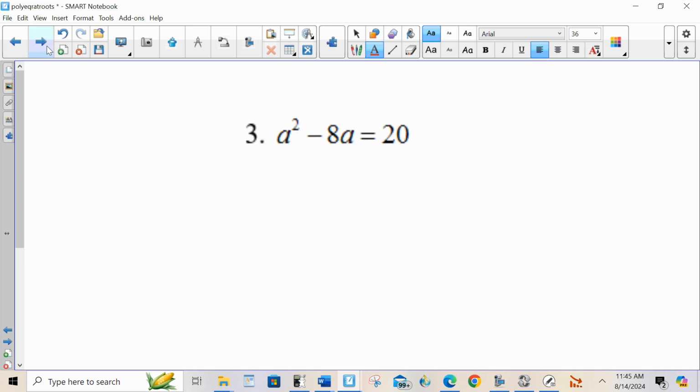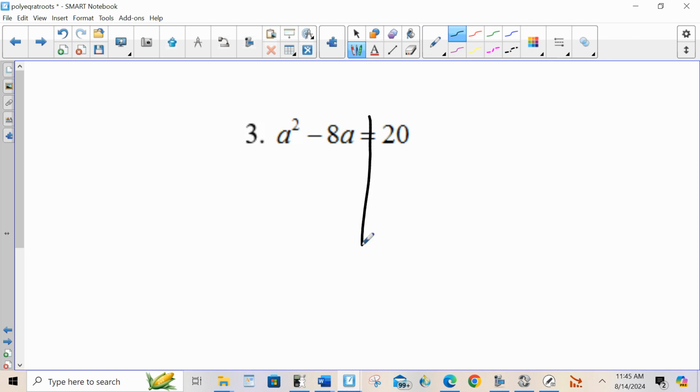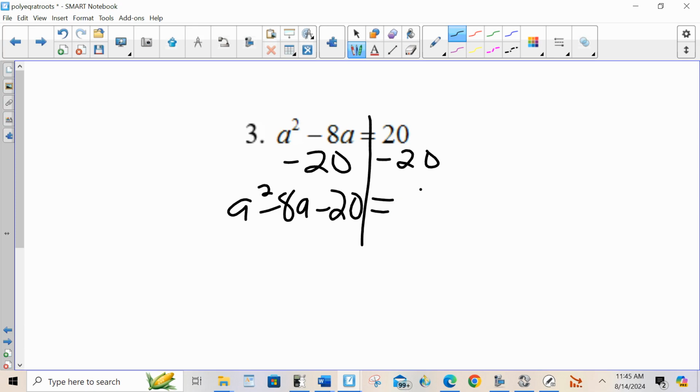Mr. A squared, same as Mr. X squared. He wants to party. Before he can party, all of his friends have to come over to his side of the equal sign. 20 is not at his house, so we bring 20 over by subtracting 20 from both sides. A squared minus 8a minus 20 equals 0.